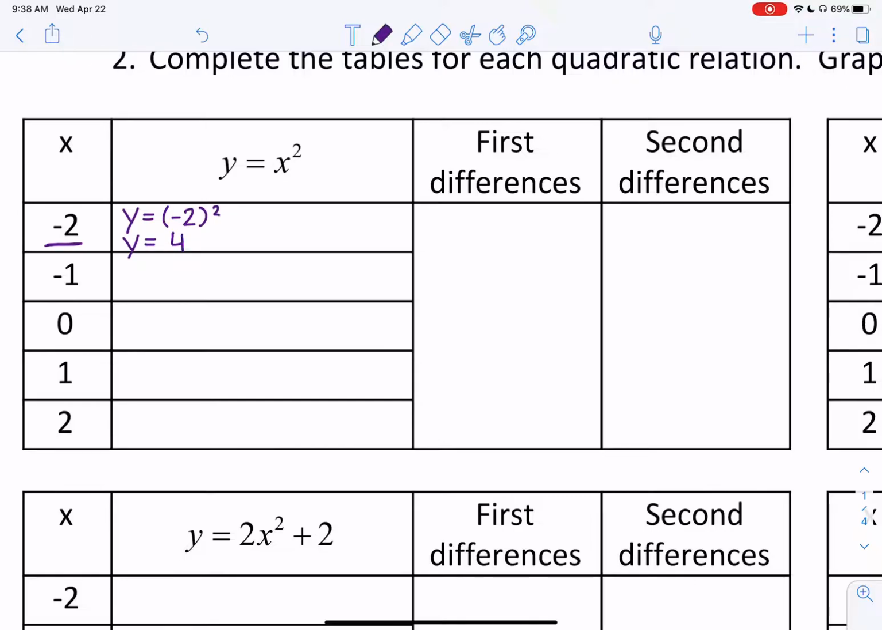So I should get 4. For the next row, instead of an x, I'm just going to put a negative 1, y equals negative 1 squared. So I will just get 1. And we will continue like this. For this one, we'll put a 0 in for x. For my next one, we'll put in a 1 for x. And for our last one, we'll put in a 2 for x.